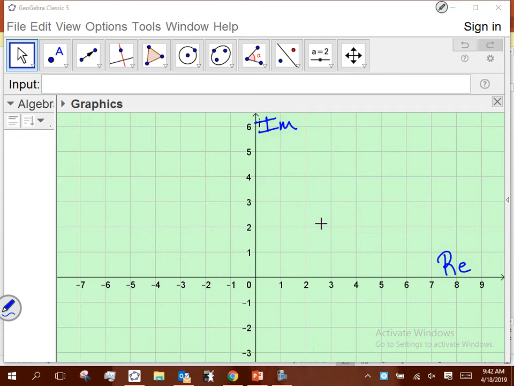A lot of times we just label this RE, and we call this IM. But it's just like your x and y's, right? This is where we plot our a values, and this will be where we plot our bi values.